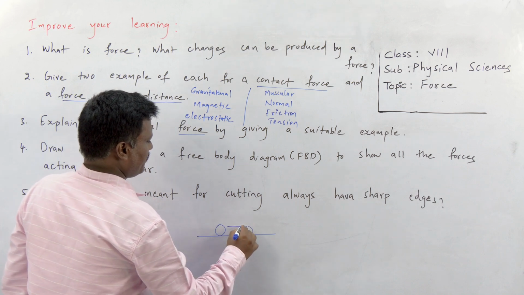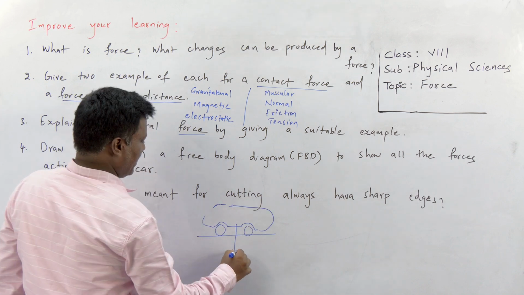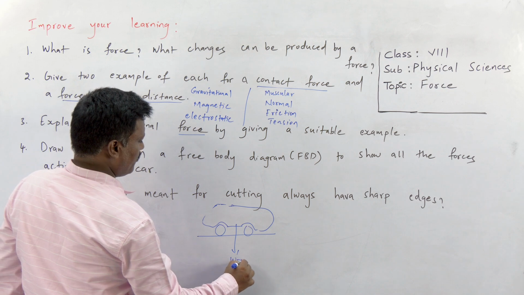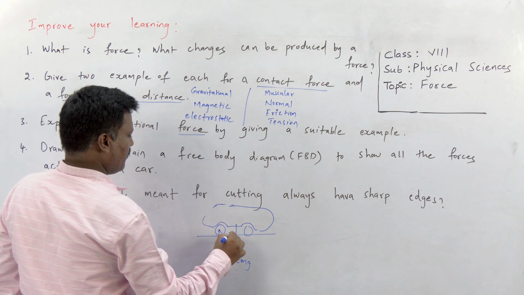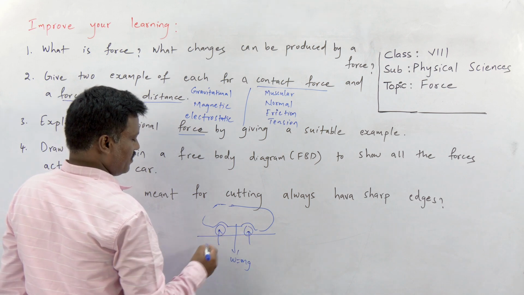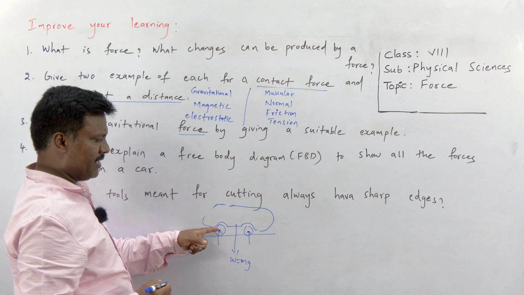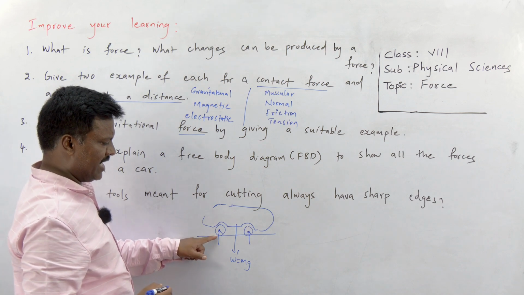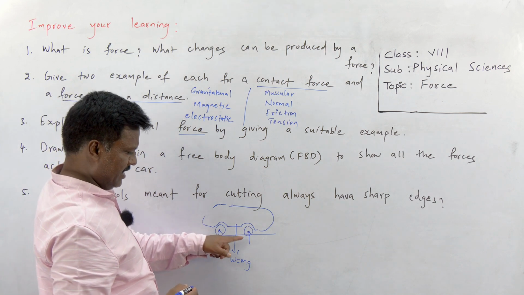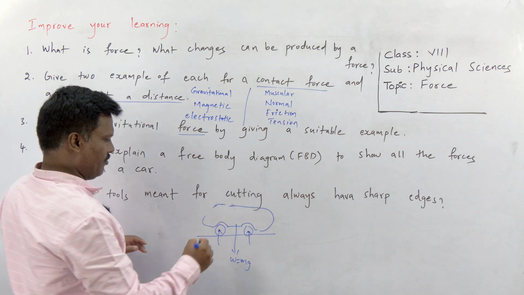Car is at rest, okay? Vertically, gravitational force acts downwards. Here, normal force comes into play when there is a contact between two bodies. Here, tires are in contact with the surface of the road. That is why this road exerts a normal force in upward direction.